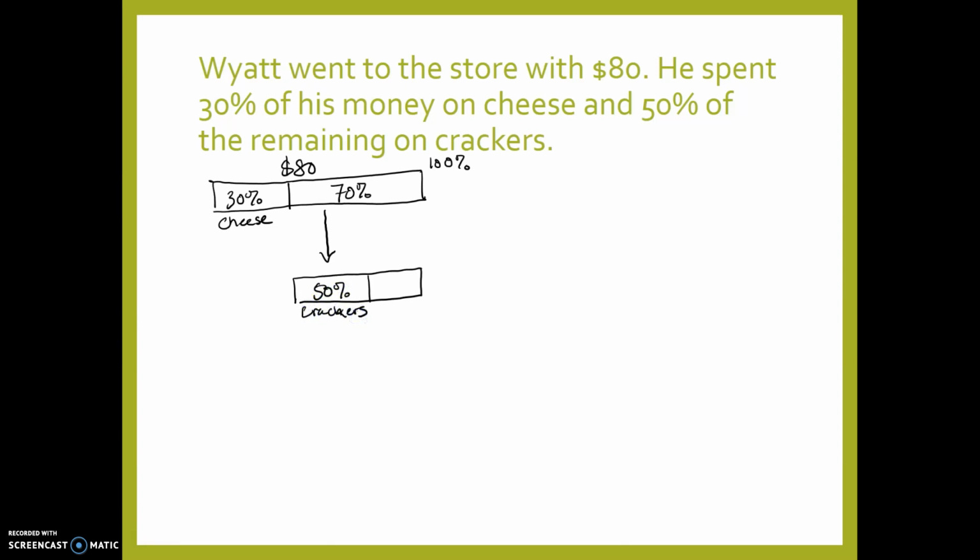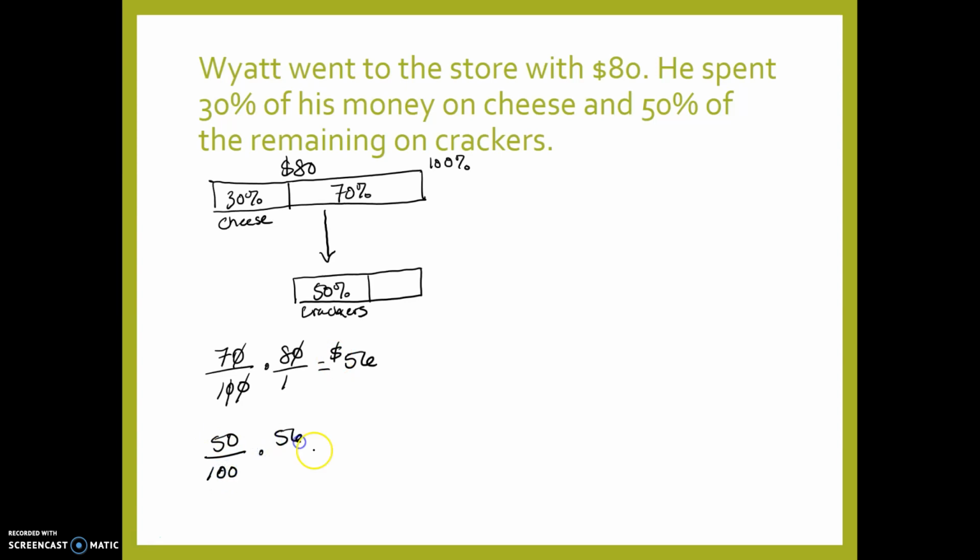And letter A in your notes says, how much did he spend on crackers? So we're not even finding what the percent of the original is that he spent. We are just going to go straight to how much did he spend. Okay, so let's find out what, first of all, 70% of $80 is. And then we'll find out what 50% of that is. So let's cross cancel there, and let's cross cancel here. And 7 times 8 is going to be 56.